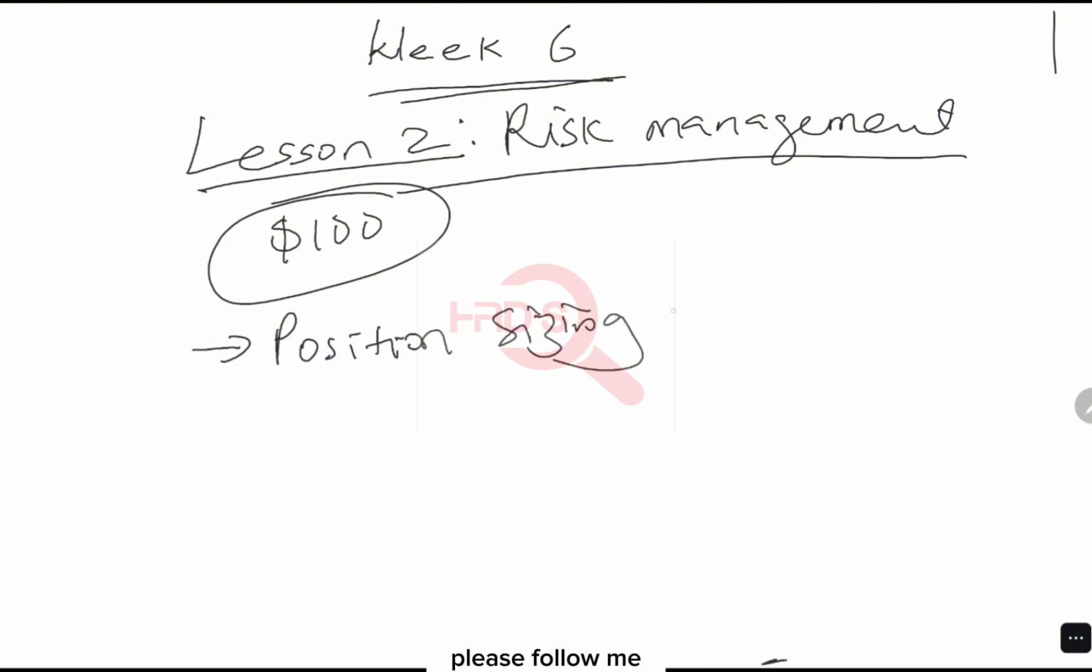Please follow me. This topic is what determines if your capital will stay with you or not. Because if you did not apply proper risk management, you can lose your capital in a day. Please follow me. Position sizing is simply a calculation that helps you to know the proper lot size to use in proportion to your capital size as well as your tolerable risk.